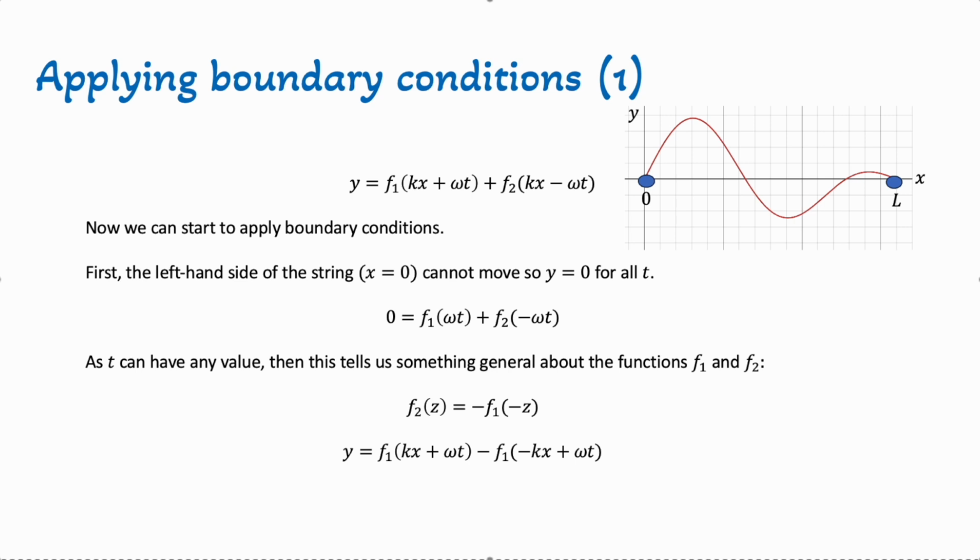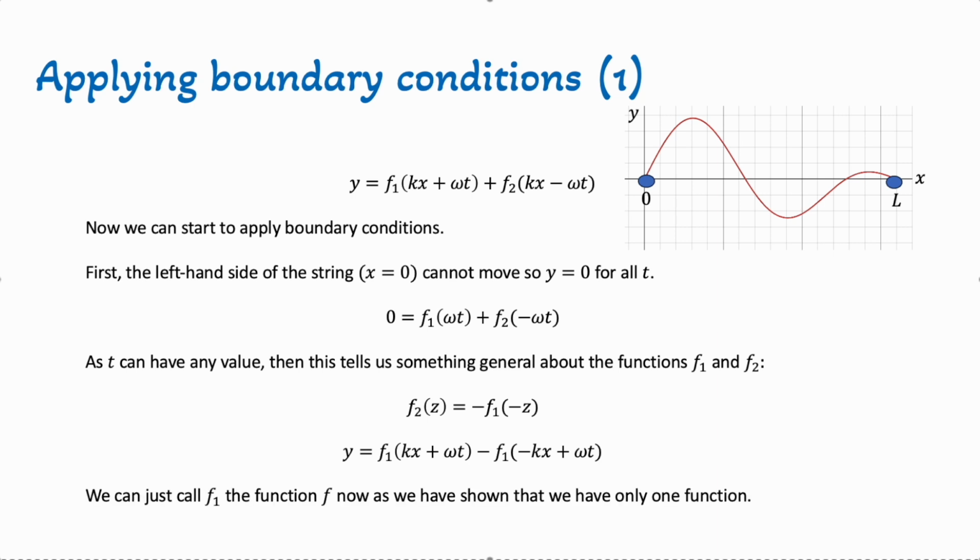All right, this is wonderful. We've got great stuff happening here. Instead of two different entirely arbitrary functions, we've cut it down to one now, just by applying the first boundary condition. So I'm going to stop labeling that function f1 because we don't have f1 and f2 anymore, and I'm just going to call it f.